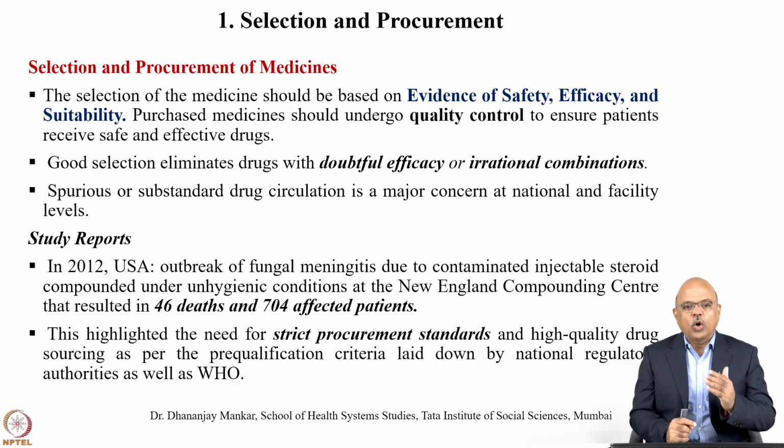Spurious or substandard drug circulation is a major concern at national and facility level, and it is a cause fueling the issue of selection. What are the studies reported on this issue?